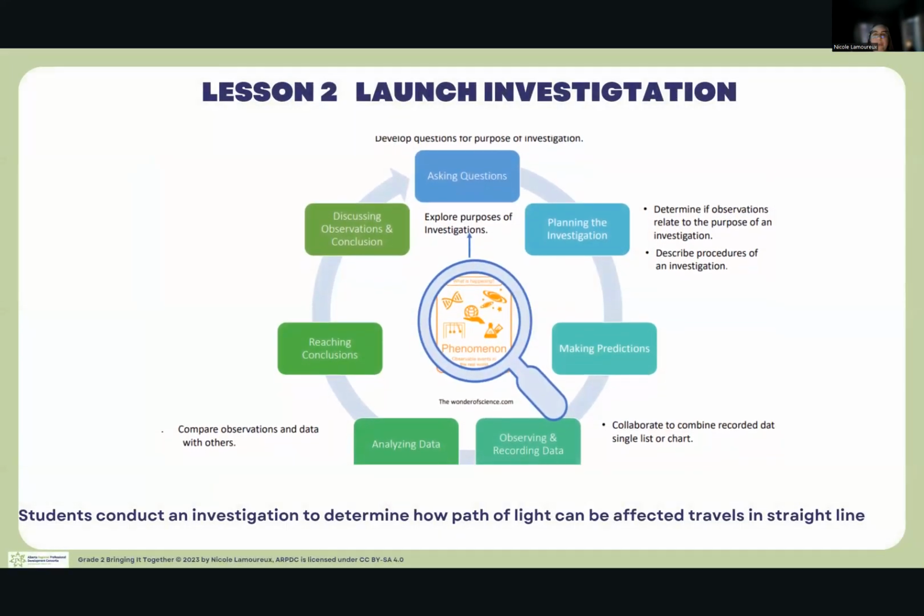So lesson 2 is the launch into conducting an investigation about how the path of light is affected, or how it travels in a straight line. So we know that this sort of says asking questions, but really scientists don't just ask questions, they notice something, they make an observation that makes them go, I wonder why this is happening. So we kind of want to give that authentic task to our students as well. So I pulled in from our curriculum about examining natural objects, and I used the trees and leaves.